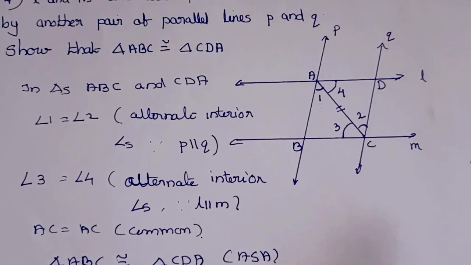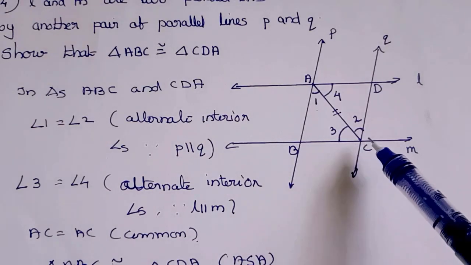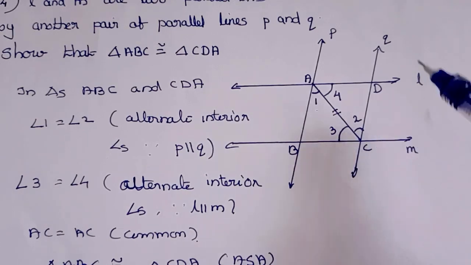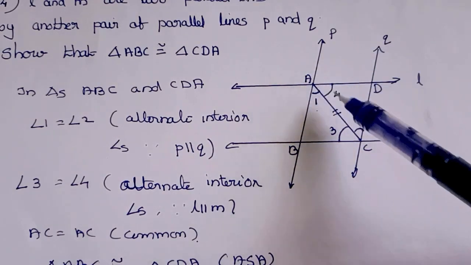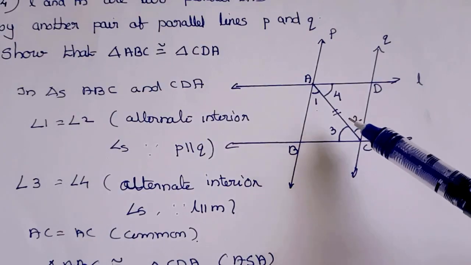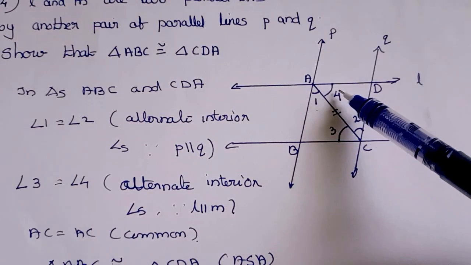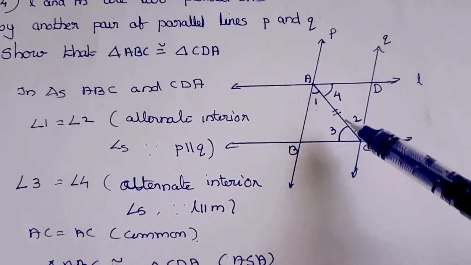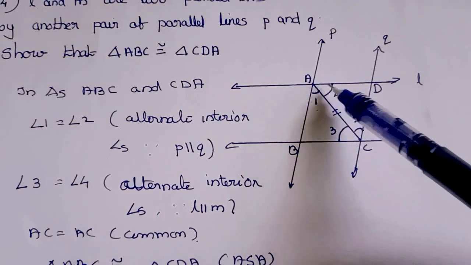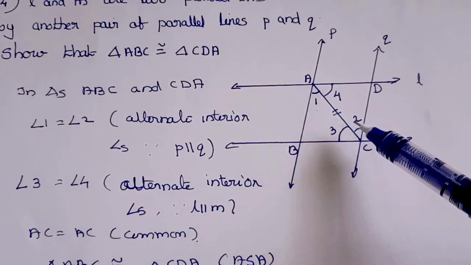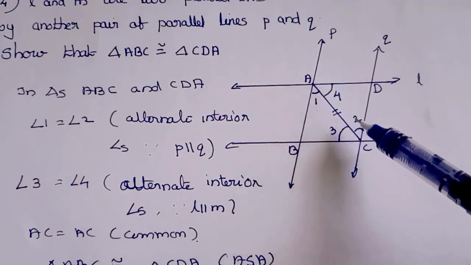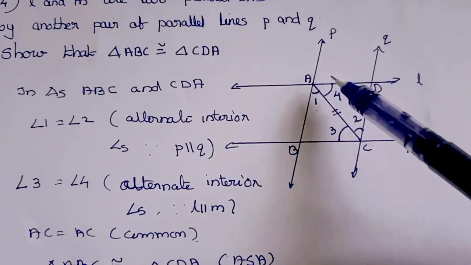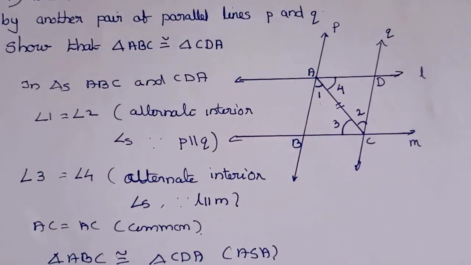Once again, in triangles ABC and CDA, we have angle 1 equal to angle 2, reason alternate interior angles, since P is parallel to Q and by considering the transversal AC. Similarly, we have angle 3 equal to angle 4 since L is parallel to M. These two are alternate interior angles and they are equal. Now in triangles ABC and ADC, we have 1 equal to 2, 3 equal to 4 and AC is the common side. Therefore, triangle ABC is congruent to triangle CDA by ASA congruence.